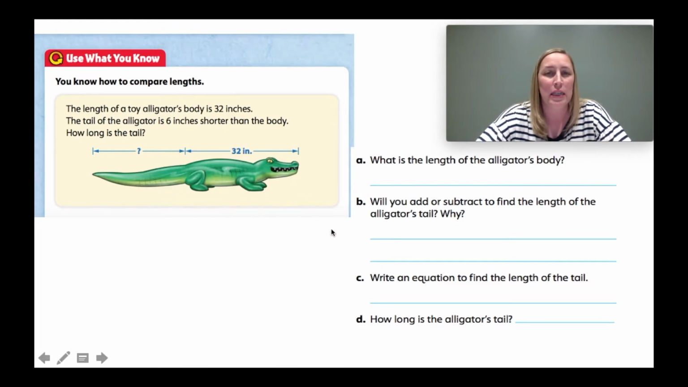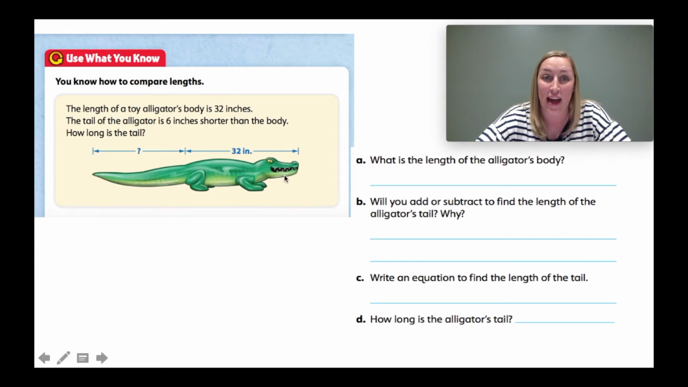Now, it says the alligator's tail is 6 inches shorter. Question B says, will you add or subtract to find the length of the alligator's tail? What do you think you're going to do? If you said subtract, you're right. When it says 6 inches shorter, we know shorter means less. To find that, we have to subtract. Question C says to write an equation to find the length of the tail. I want you to take your scratch paper and write down what you think the equation should say.